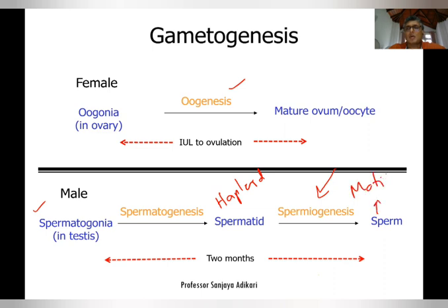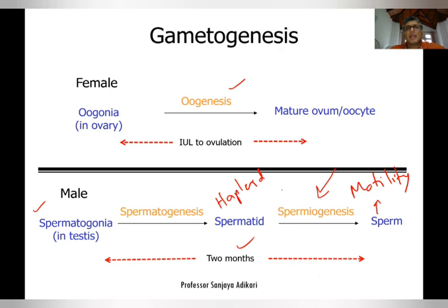Motility means ability to move, because they have to swim to meet the ovum. So then there are two processes, spermatogenesis and spermiogenesis. But even though there are two processes, it only takes 2 months.